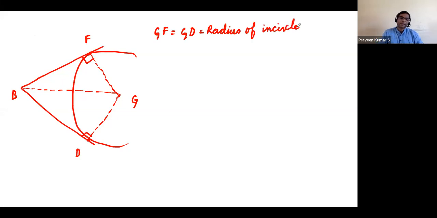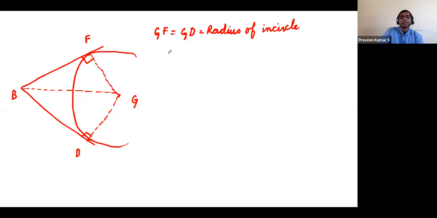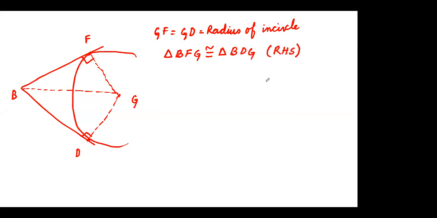Am I right? Yes, sir. Yes. So now can you see that triangle BFG is congruent to triangle BDG by RHS congruency? Yes, sir.